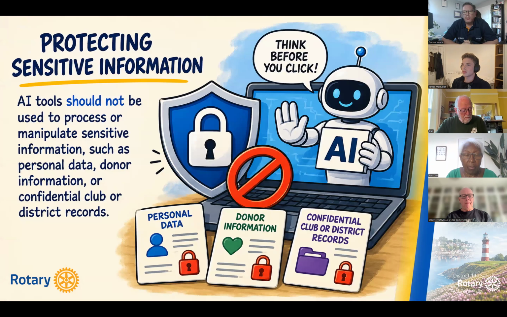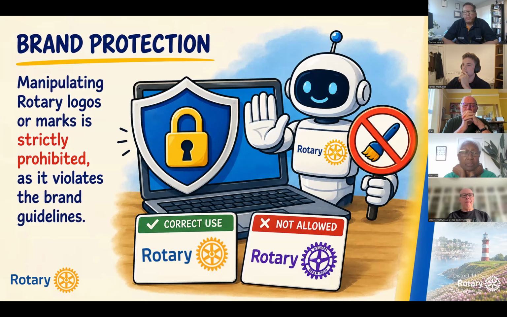One of the things that we must be very wary of with using AI is that we should not use it to process or manipulate sensitive information such as personal data, donor information, confidential club or district records. James will explain a bit more about that later on, about how AI can actually use that without us knowing. As always, this is part of the Rotary brand guidelines. We should also make sure we don't use AI to manipulate Rotary logos or Rotary marks, as it does violate the Rotary brand guidelines. But there are some ways we can get around that, and I'll show you a very simple way to get around that in a short while.